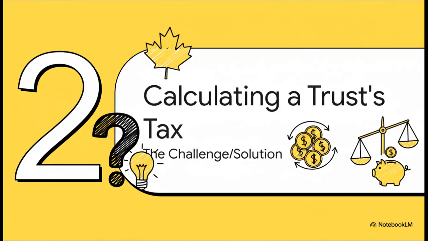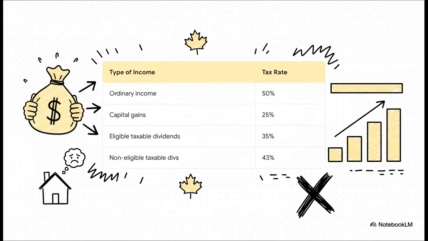Now that we've established a trust is a taxpayer, the next logical question is, how do we calculate the tax it owes? And this is where things get really interesting, because we run into a major challenge, but also a major planning opportunity. Unlike an individual who gets the benefit of graduated tax brackets, most trusts face a pretty steep climb. Any income that is kept inside the trust and not paid out gets taxed at the highest personal marginal rates in the province. Just look at these numbers, a staggering 50% on ordinary income, 25% on capital gains. These incredibly high flat rates create a massive incentive to not let income build up inside the trust.